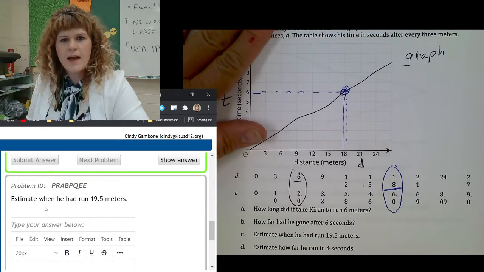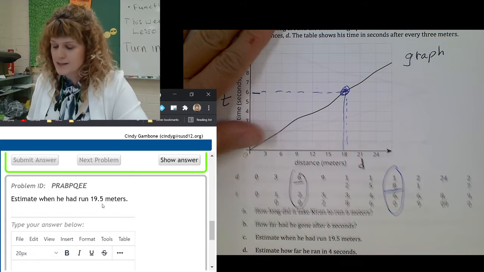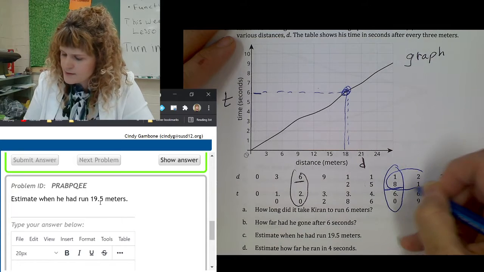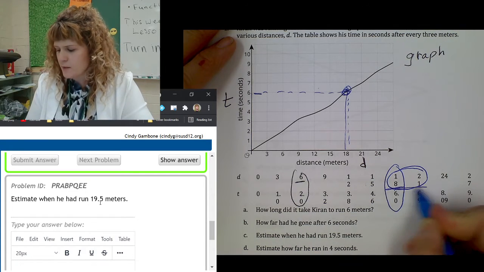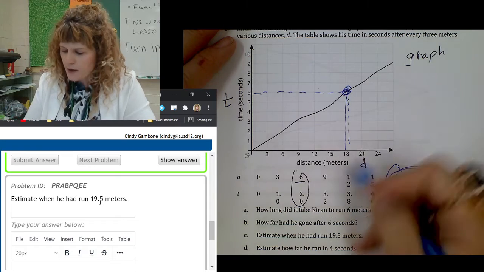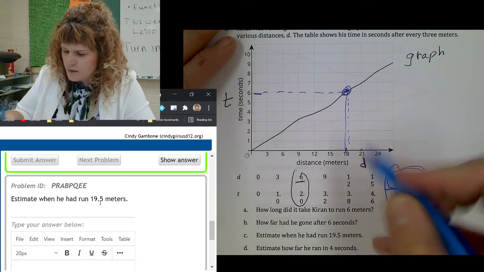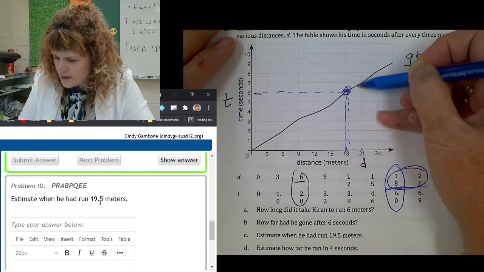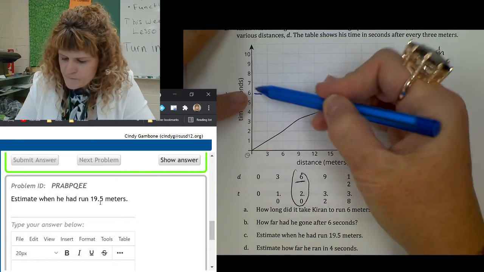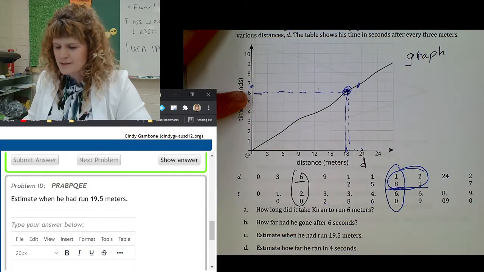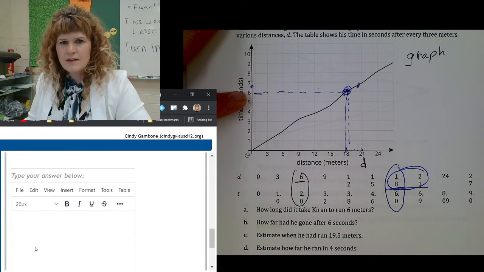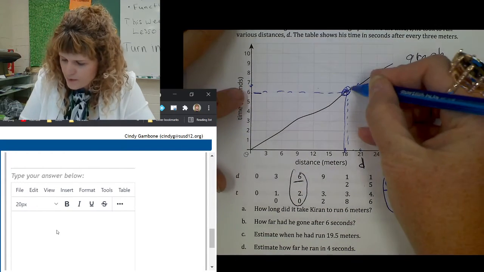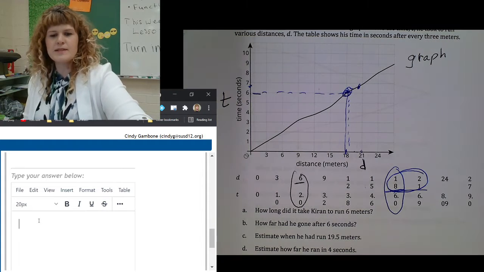Next, estimate when he had run 19.5 meters. Well, 19.5 is somewhere between 18 and 21. And on the graph, somewhere between 18 and 21 would be like 19.5. It'd be like right here. Maybe that's 6.7 seconds, maybe? It's less than 7, but more than 6.5. So I guess 6.7 seconds.